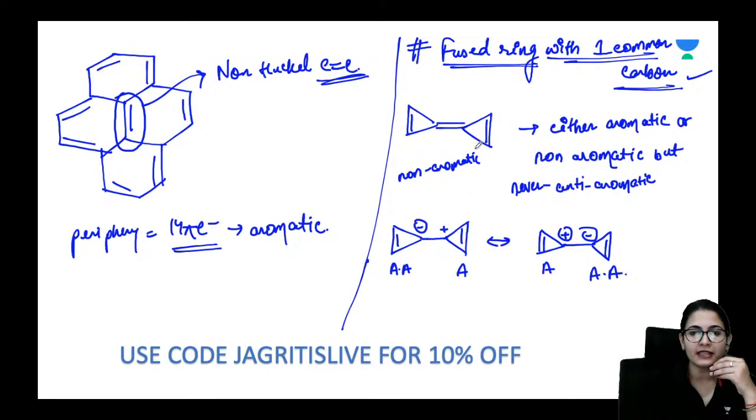Does it make sense? Yes or no? You open the system like this, and if you see that either of the rings is becoming anti-aromatic, then we are going to say the molecule is non-aromatic. Just like this, we are not going to open any of these rings. Okay? Does it make sense? Yes or no?